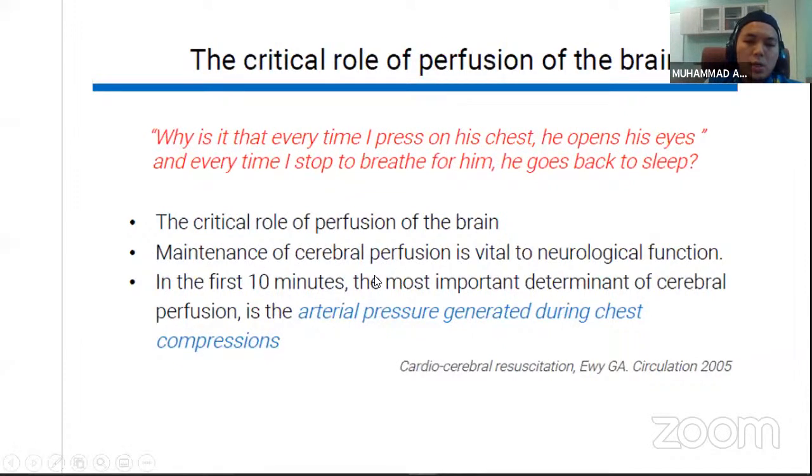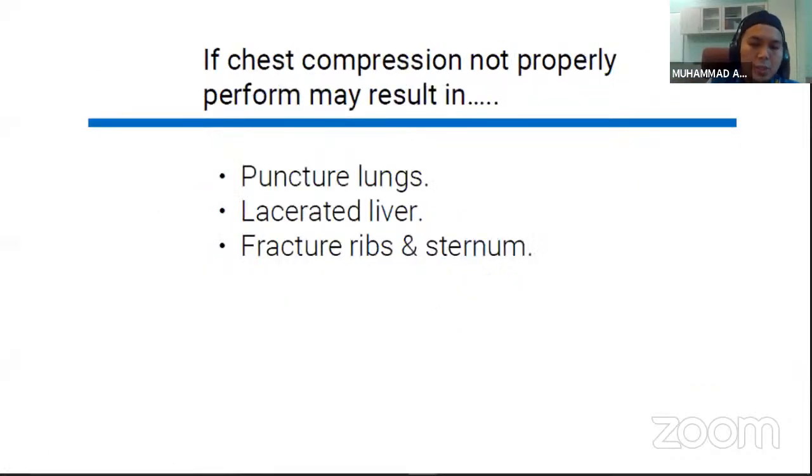So why? Because we want to maintain the cerebral perfusion. The first 10 minute ni, kalau kita tak perform CPR in the first 10 minute is actually not good for the brain. Okay. Alright. This is the most important point. Kenapa kita kena, why we need to start CPR, chest compression early.